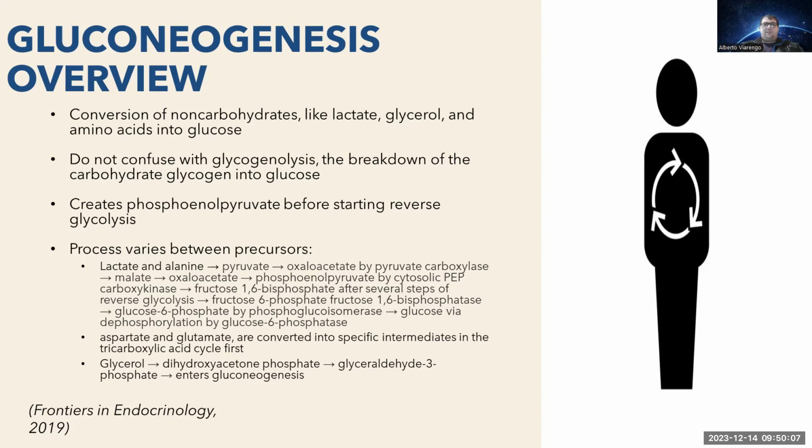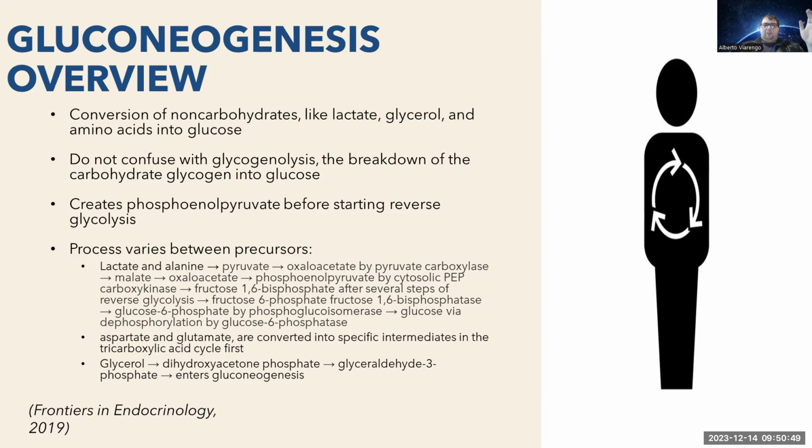Basically, gluconeogenesis is like a reverse glycolysis process, but before it gets to the reverse glycolysis part, it must convert the non-carbohydrates into something called phosphoenolpyruvate. And this process can vary between different precursors, different non-carb macromolecules. Like lactate and the amino acid alanine must first be converted to pyruvate, then oxaloacetate, and a few other steps before entering reverse glycolysis. I have it all written down here for you guys to write in your notes.